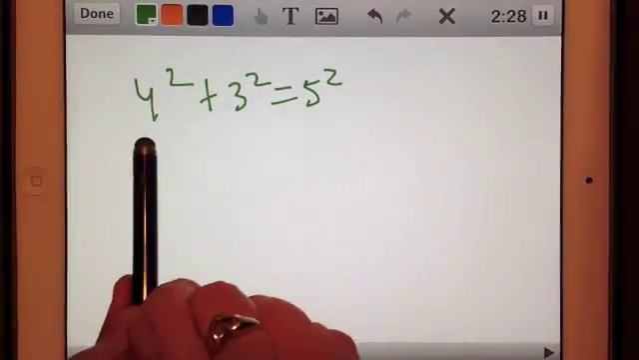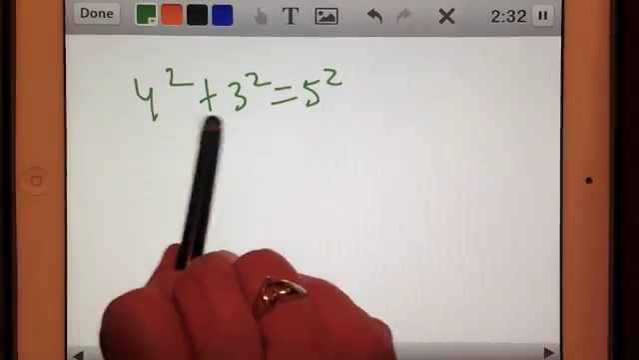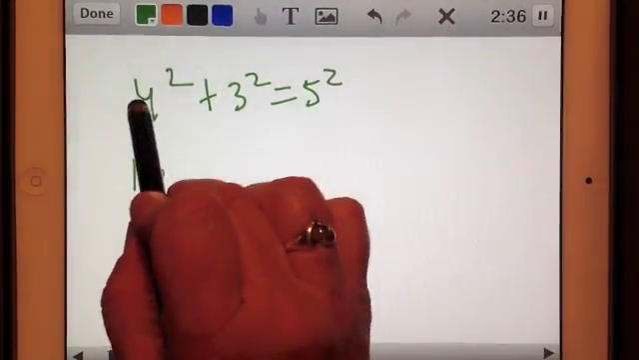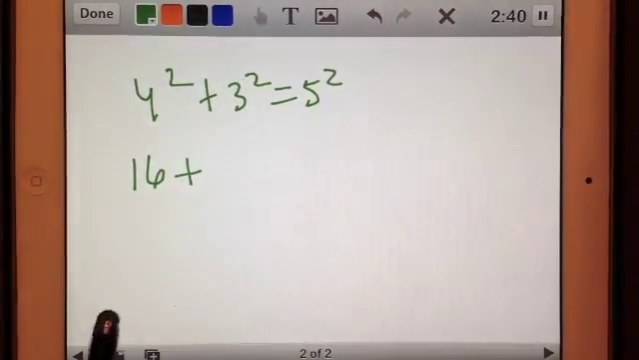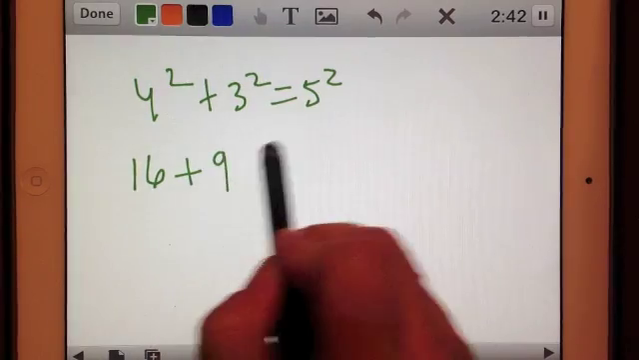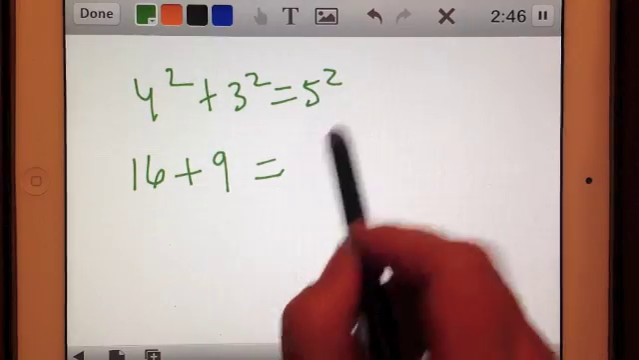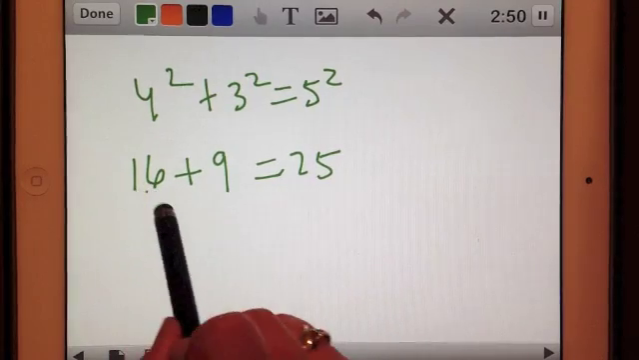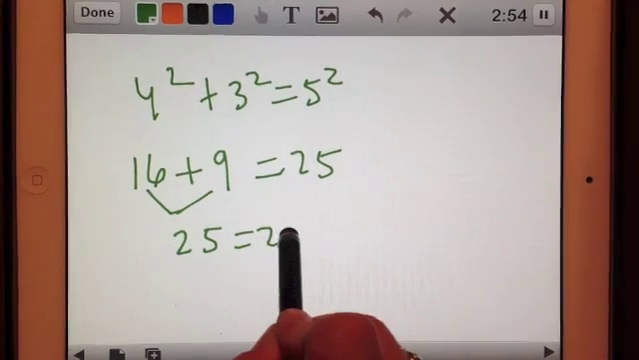And now I need to square these numbers, in order to find out if I have a balanced equation. So 4 squared equals 16, because that's the same thing as 4 times 4. And then 3 squared is the same thing as 3 times 3, so that's 9. And then 5 squared is the same thing as 5 times 5, which is 25. And indeed, if I add 16 and 9, I will get 25 equals 25.